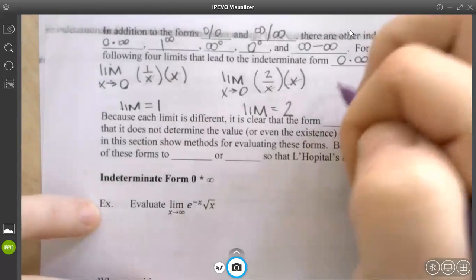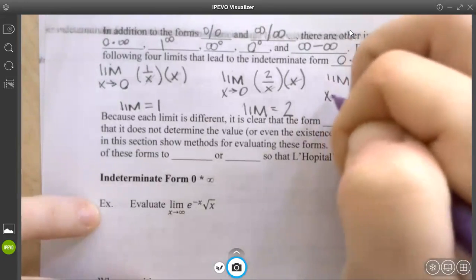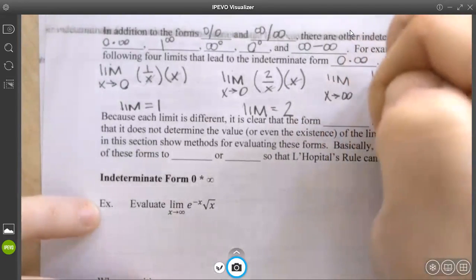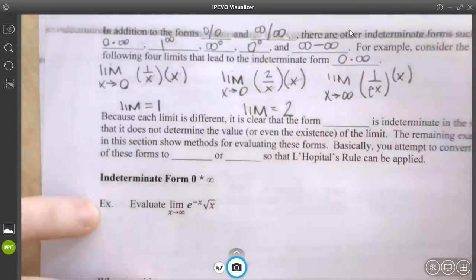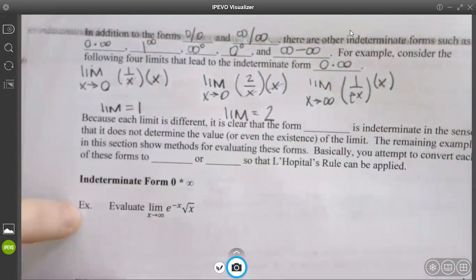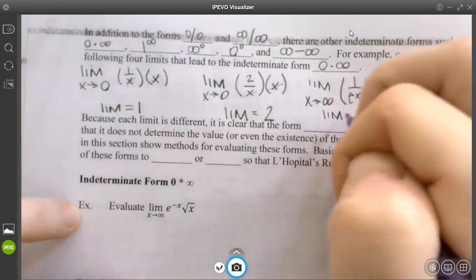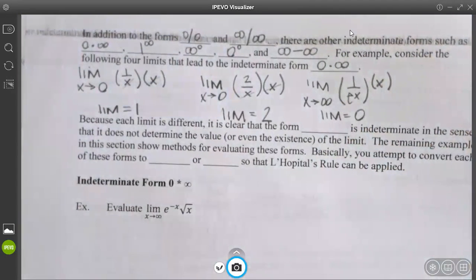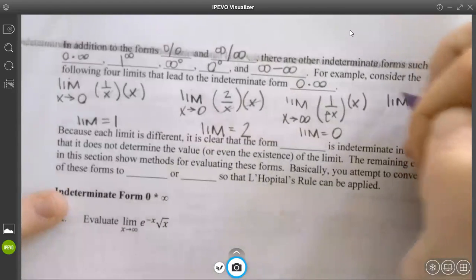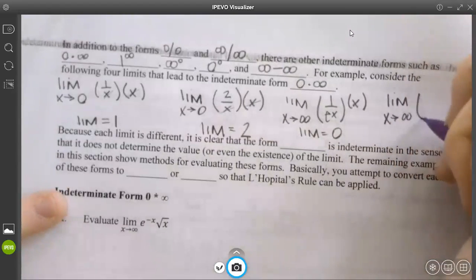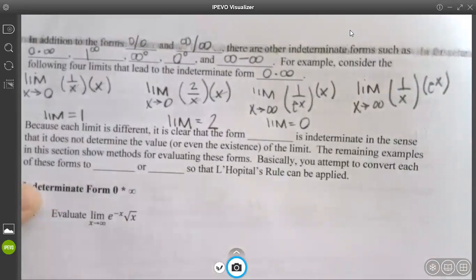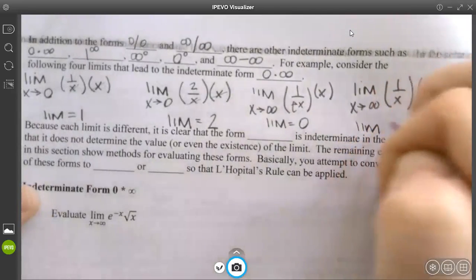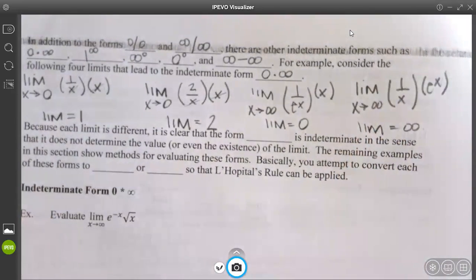Okay. Limit as x approaches infinity of 1 over e to the x times x. This actual limit is 0. You would get an indeterminate form, then do the rule or check by your graphing. And then one more, the limit as x approaches infinity of 1 over x times e to the x. And that actual limit is infinity.